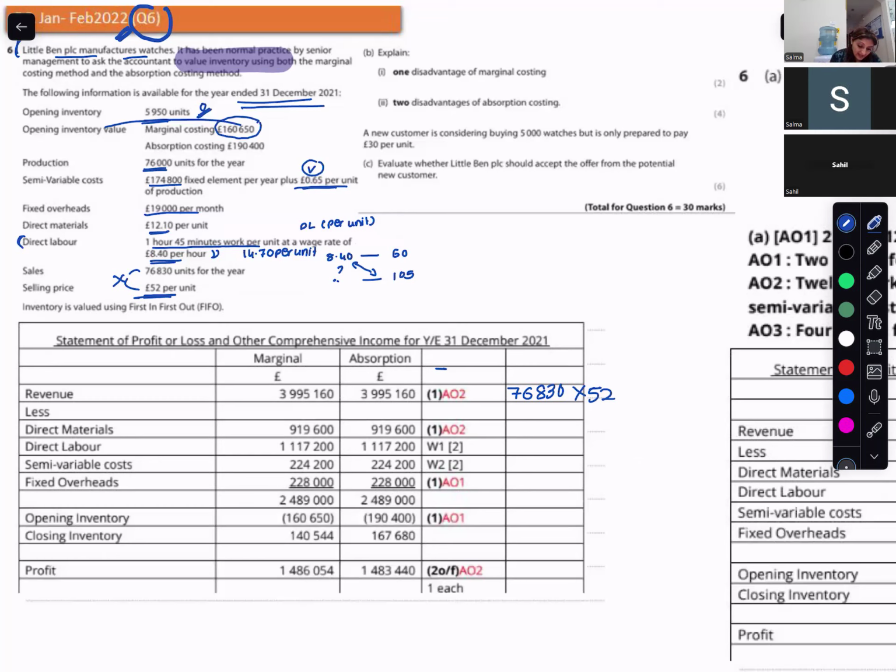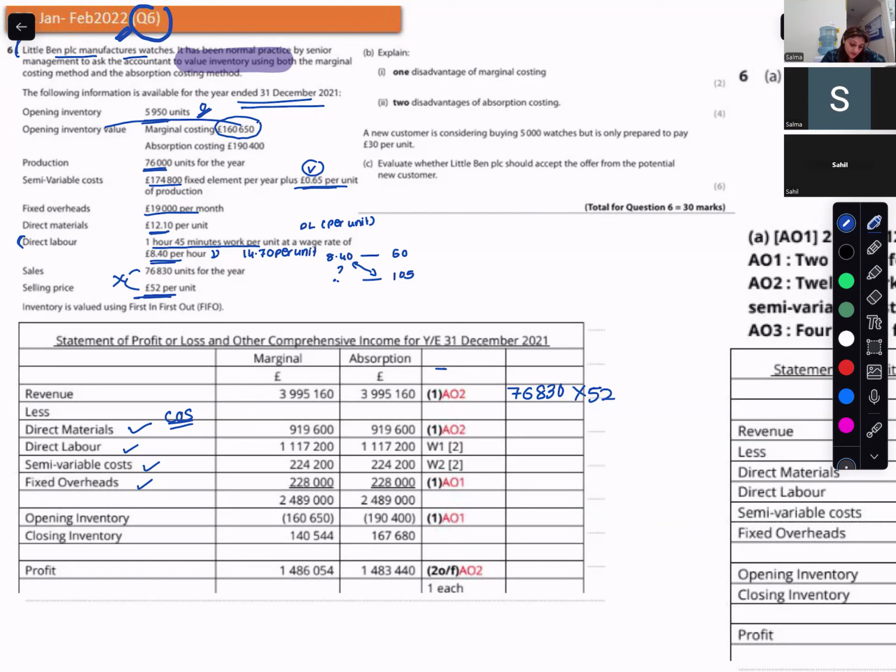Sales minus your variable cost. Your variable cost would be your direct material costs, direct labor costs, your semi-variable costs and fixed overheads, or I could say sales minus the cost of sales. Cost of sales includes opening inventory plus the costs minus the closing. Are you with me? Yes. Okay, fine. Wait, so in marginal costing, how are the fixed overheads involved? We will come to it.